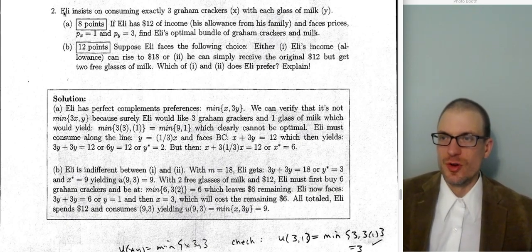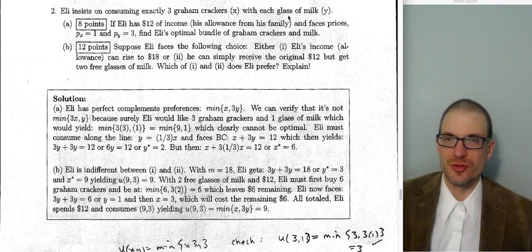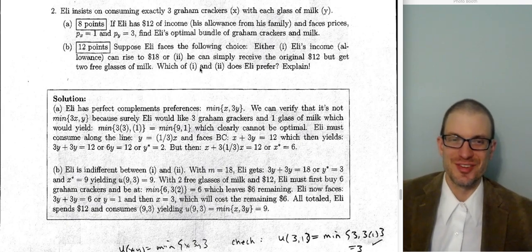All right. So Elijah is going to insist on consuming exactly 3 graham crackers with each glass of milk. Elijah has $12 of income, his allowance from his family. He faces prices. Price of good X is 1, price of good Y is 3. Find Eli's optimal bundle of graham crackers and milk. And then suppose Eli faces the following choice. Either Eli's income can rise to $18, or he can just receive the original $12 but get 2 free glasses of milk. Which of these does Eli prefer?